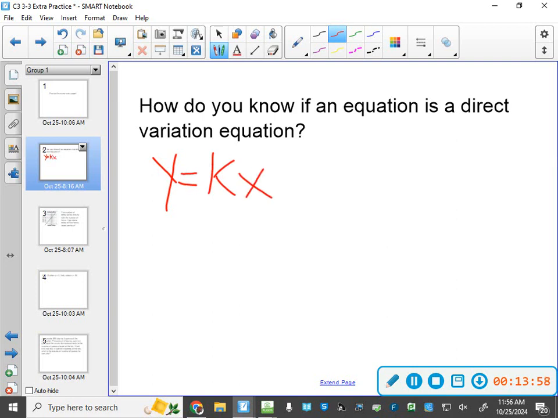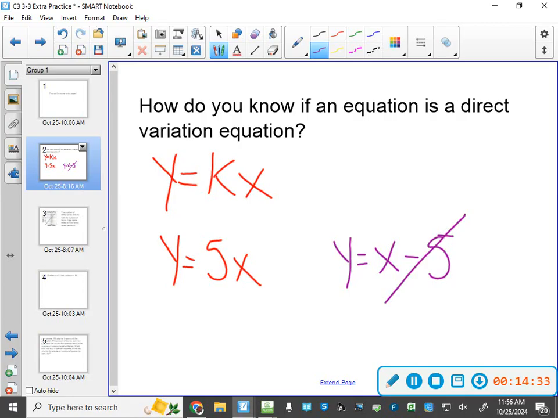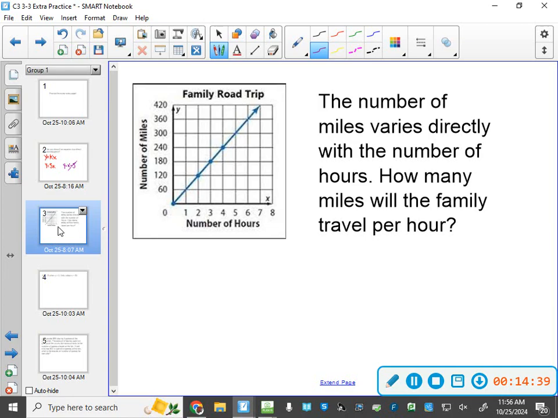Can somebody give me an example of an equation that is in direct variation form? Y equals 5x. Could 5 have been a negative number? Could it have been a fraction? Could it have been a decimal? Yeah, as long as it's y equals kx, it would work. Could somebody give me an example of one that is not a direct variation? Very good. Remember, if we had a plus something at the end, a plus a constant, a minus a constant, that makes it not a direct variation. Very good. Nice job.